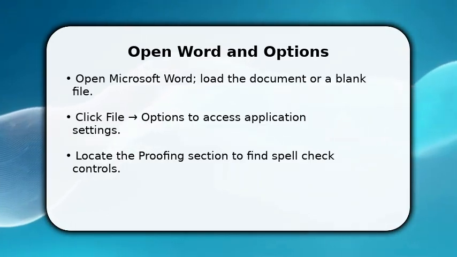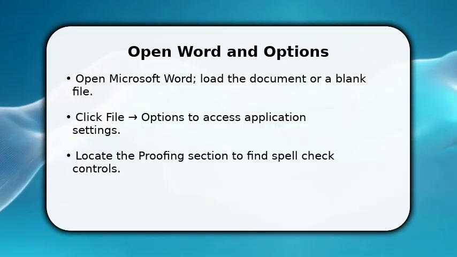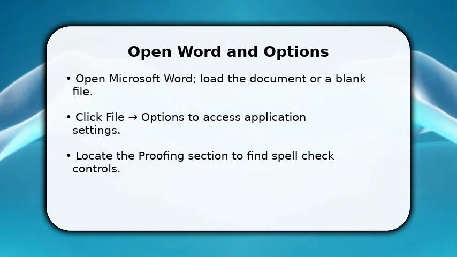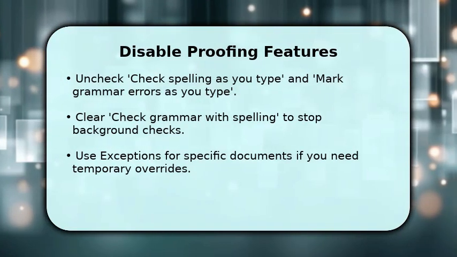Once in Options, pick Proofing from the left column so you can change how Word checks text. This step gets you directly to the toggles you will change. It prevents you from hunting through menus later. Now focus on the proofing pane.